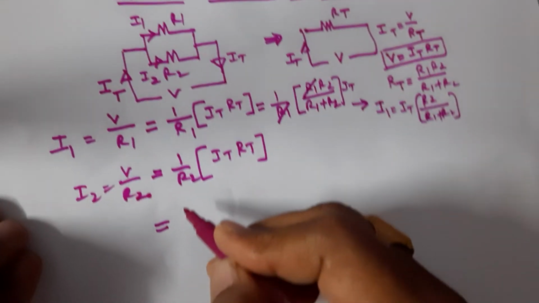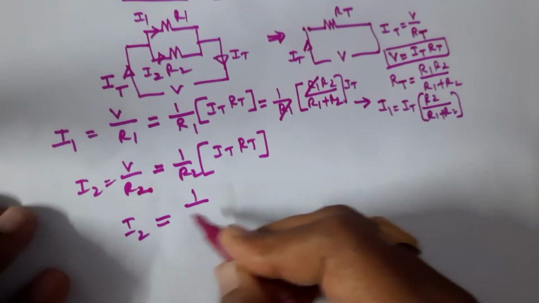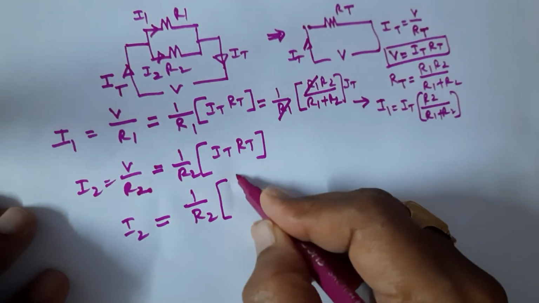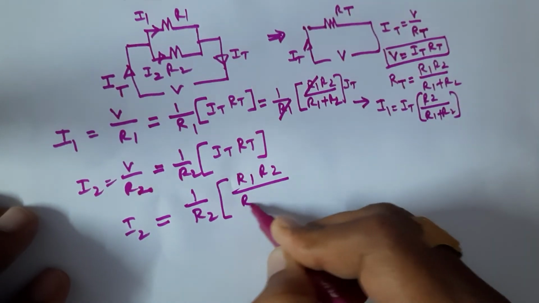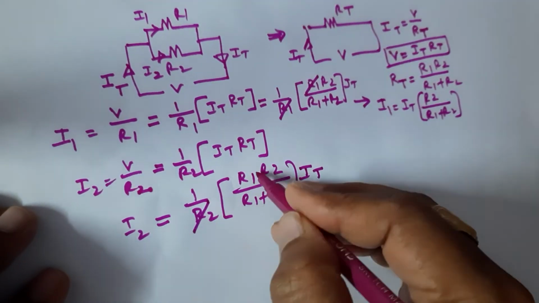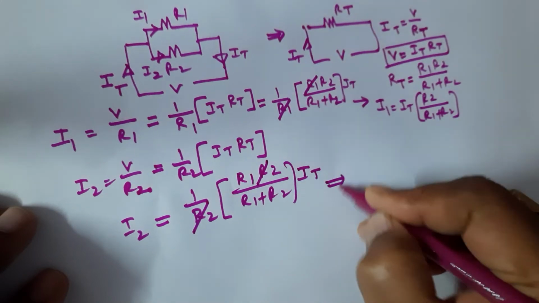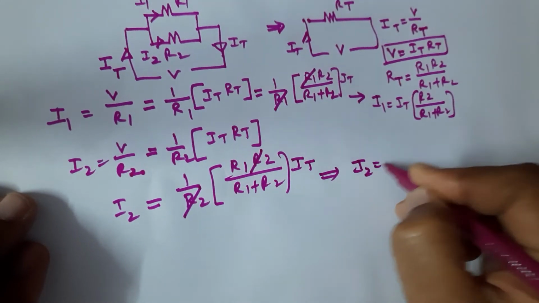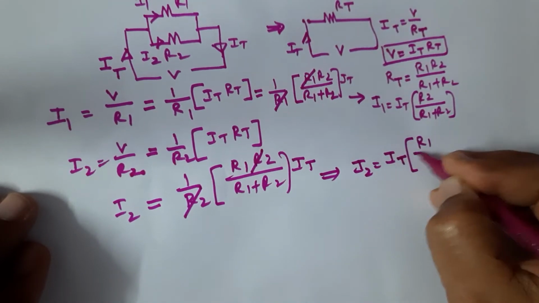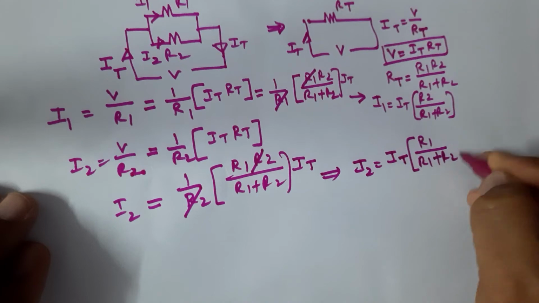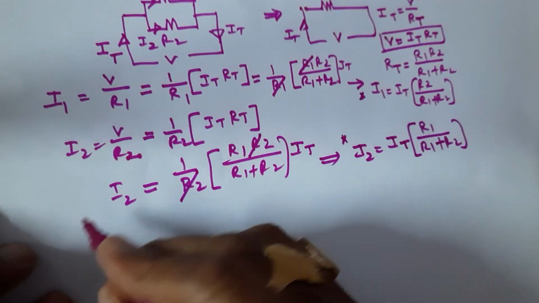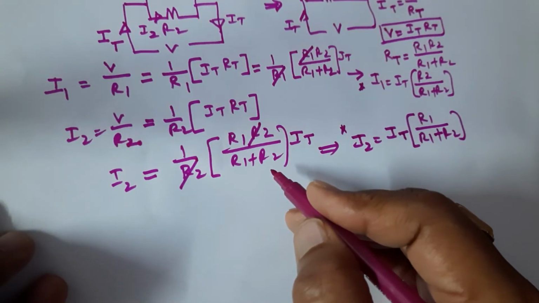Similarly, if you substitute here, the value of I2 is 1 by R2 multiplied by the value of R total as R1 R2 by R1 plus R2 with I total. So if you strike out the R2 value here, this implies the second branch current is expressed in terms of total current as I total multiplied by first branch resistance by sum of the two resistance. So this is very important concept. This concept is called division of current in a two branch parallel circuit.